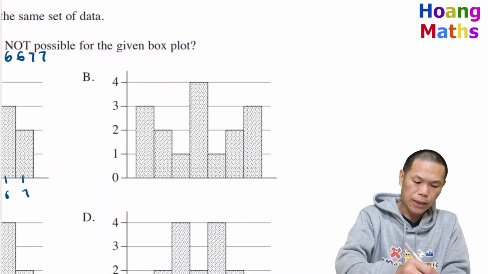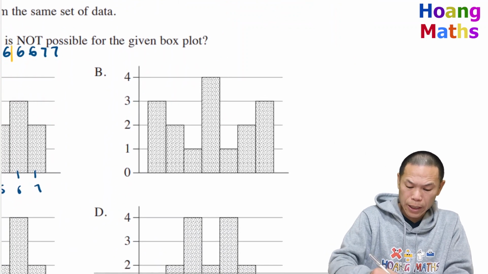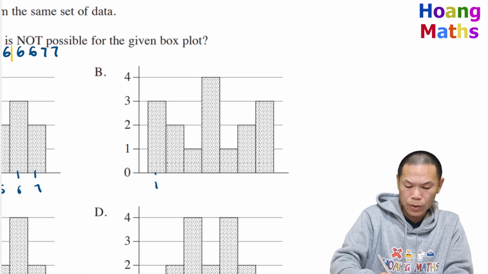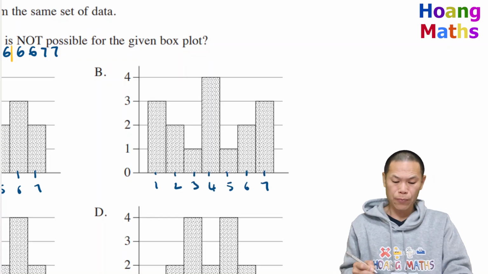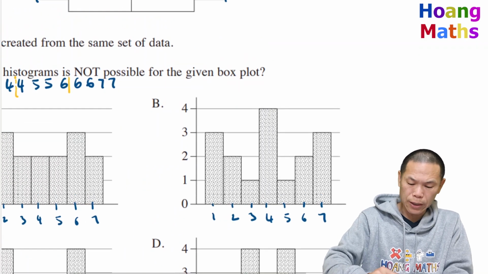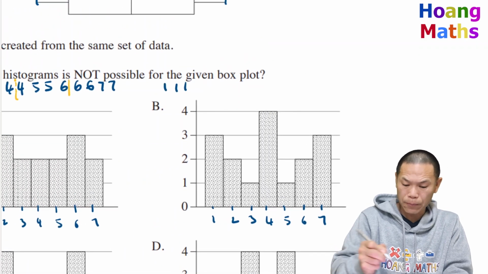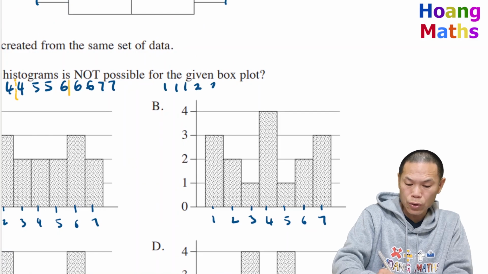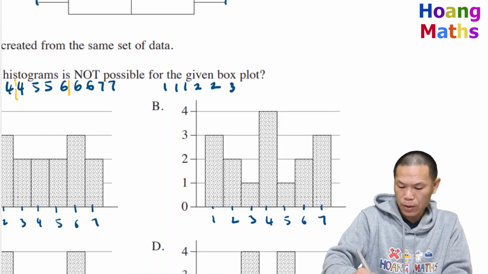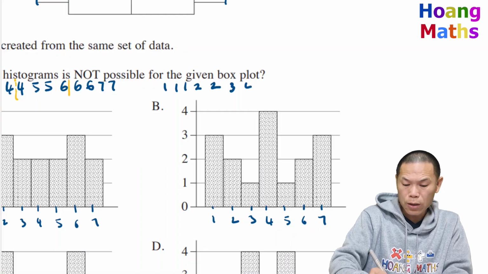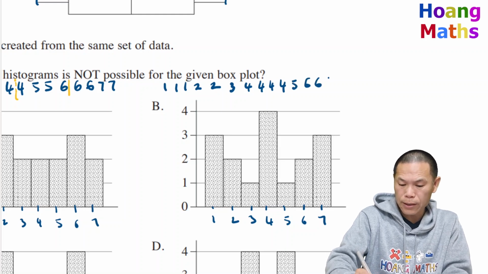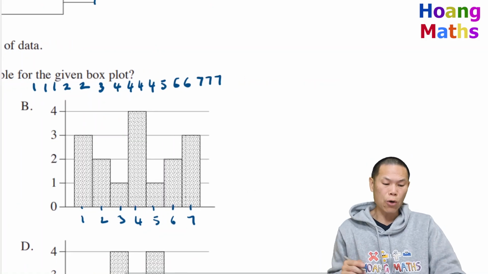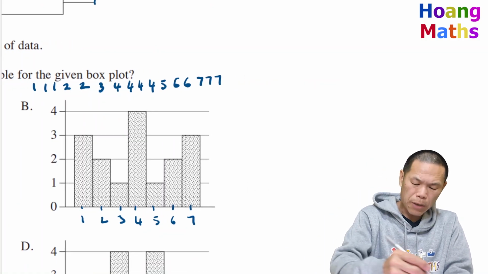So for this one, the same rule applies. We have scores 1, 2, 3, 4, 5, 6, 7. Score 1 has a frequency of 3, so 1, 1, 1. 2 has a frequency of 2. 3 has a frequency of 1. 4 has a frequency of 4. 5 follows, then 6, 6, 7, 7, 7. So there you go. We just need to work out the median first.